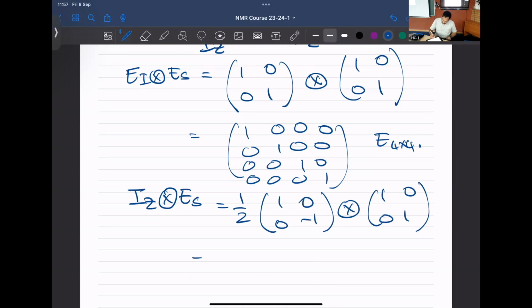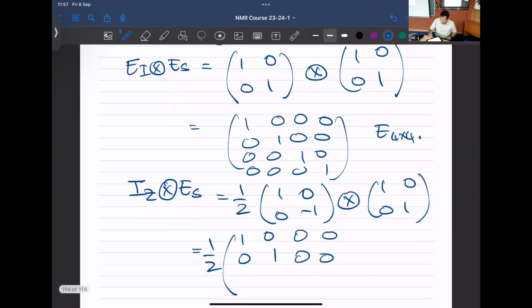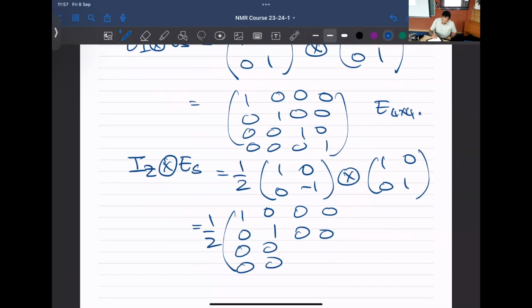So what will happen here? 1 over 2. Yeah, 1 times the entire thing. So what is that going to be? 1001. And then you have a 0 times everything as 0. So I'm going to just write 0000. Similarly, this will also be 0000. And the last part will be minus 1, 0, 0, minus 1. Okay. You realize how the IZ matrix became 4 by 4.